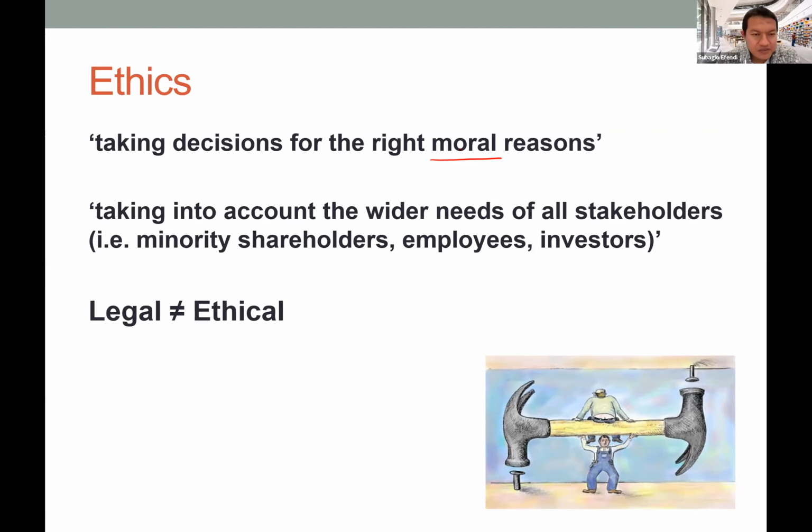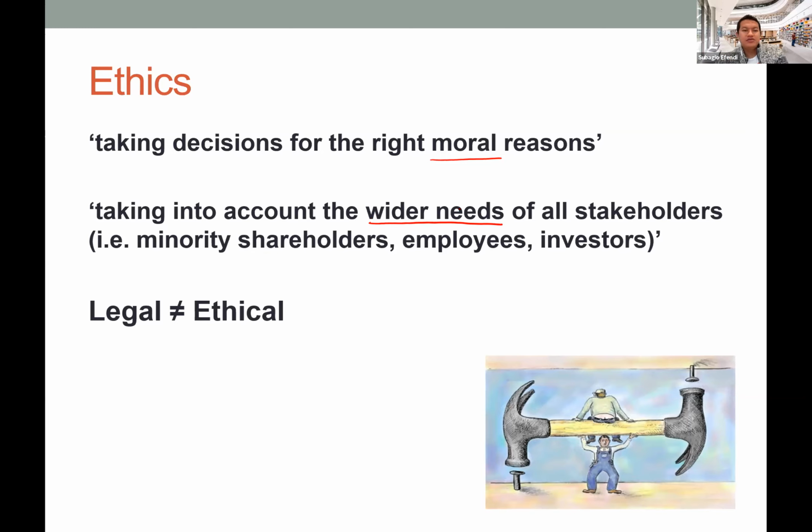Okay, so back to the definition. Ethics is taking decisions for the right moral reasons. So we use moral standard as our main benchmark in evaluating whether this is ethical or unethical, and then taking into account the wider needs of stakeholders. I think this is very relevant for public accountants. Auditors or public accountants should take into account wider users of financial statements.